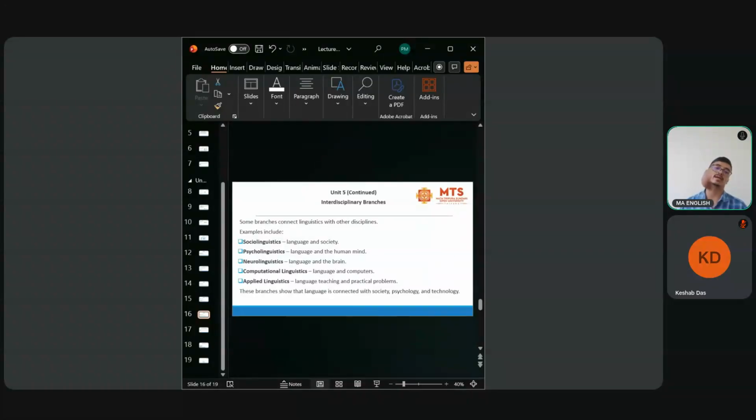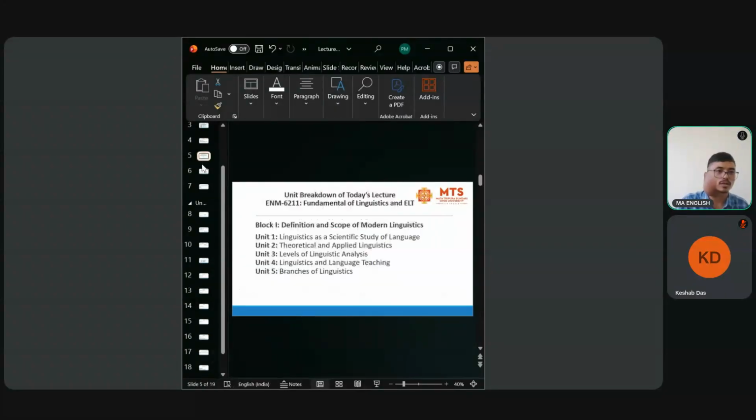Okay, and another interdisciplinary branch is applied linguistics, which we have already discussed in the previous unit. Do you remember? It was most probably in unit two, I think. Let's just go through that.